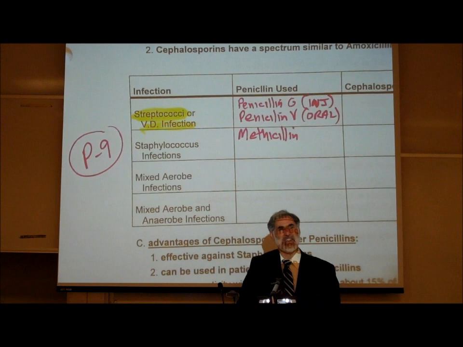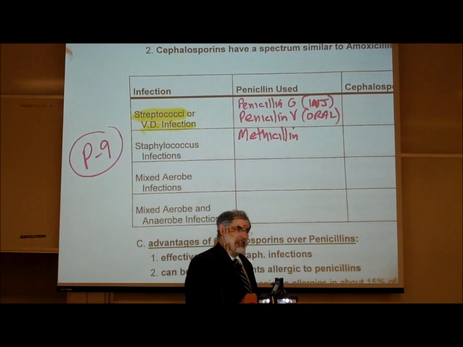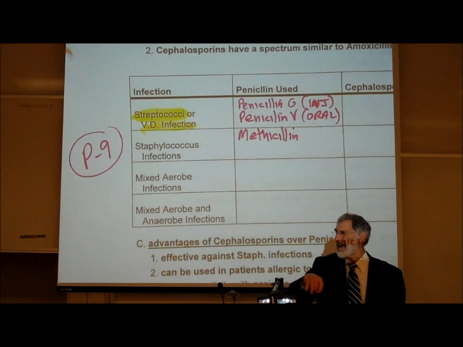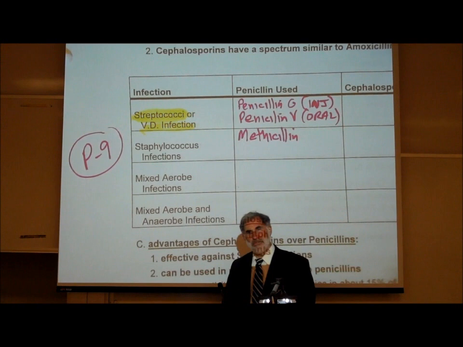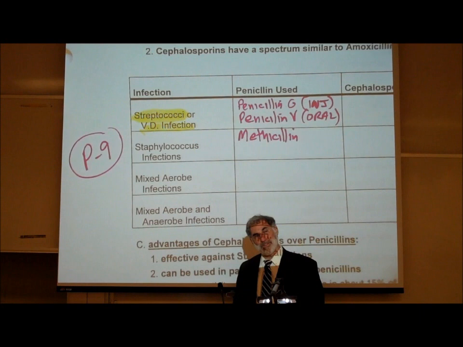So methicillin was used. Now, methicillin is specifically used against staph infections. It is actually not as effective against strep as good old regular penicillin G or V. But if it is a staph infection, they would use methicillin. Okay, obviously they won't use methicillin if it's a MRSA infection.